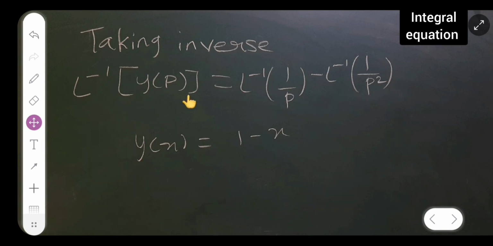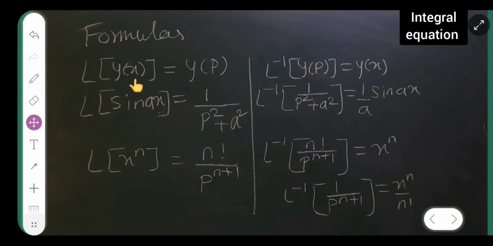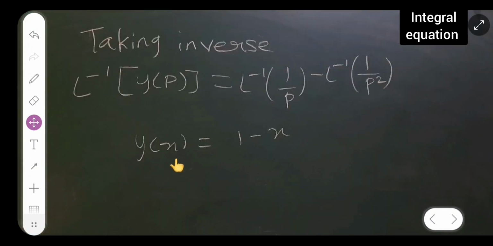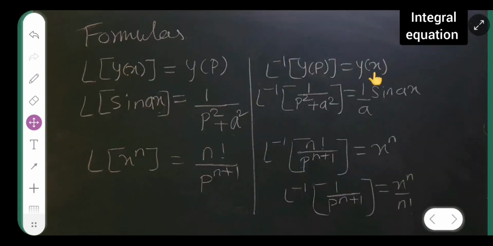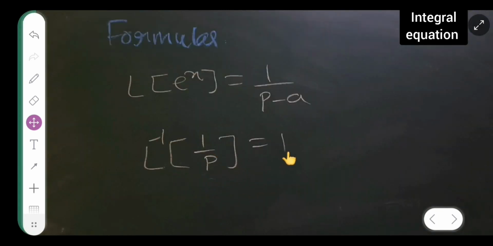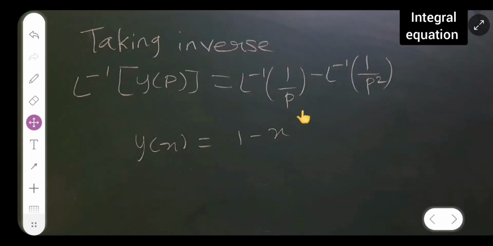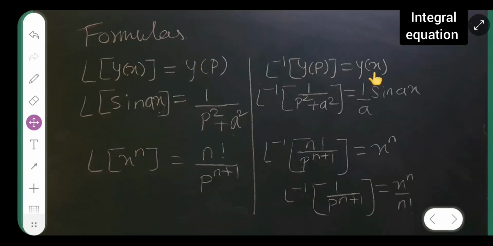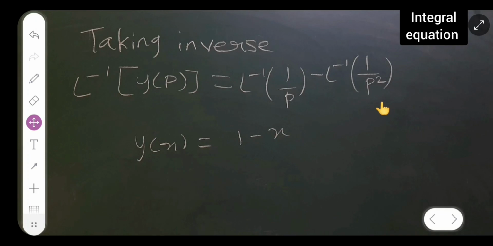What is the Laplace inverse of Y(p)? It is nothing but y(x), that's what I have written here. y(x) is equal to, the Laplace inverse of 1 upon p is nothing but 1, so that's what I have plugged in over here, minus x. The Laplace inverse of 1 upon p squared is x, using the formula which I have already given to you all.